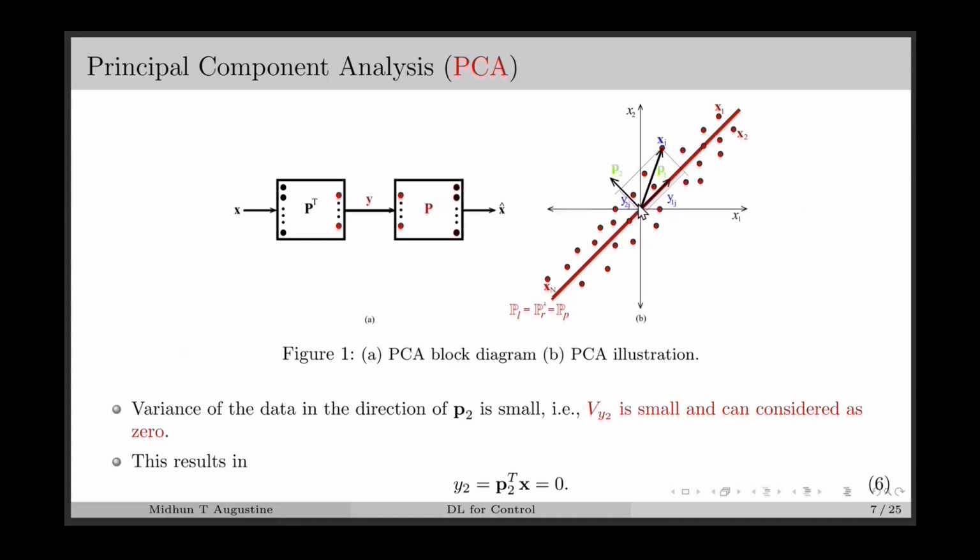If we consider y2 as the coordinate of this data along P2 and y1 as the coordinate of this data along P1, we can see that the variance of y1 will be more because the data is spread across P1. The variance of y2 will be small, or let's say nearly 0, because the data is not varying much along P2. This means the variance of the data in the direction of P2 is small. In other words, the variance of y2 is small. And in this case, if we consider the variance of y2 as approximately 0, then we will have P2 transpose x equal to 0, which gives a linear relationship.